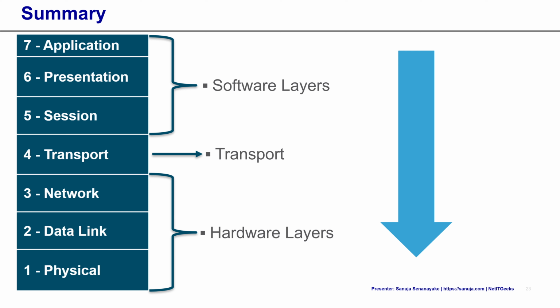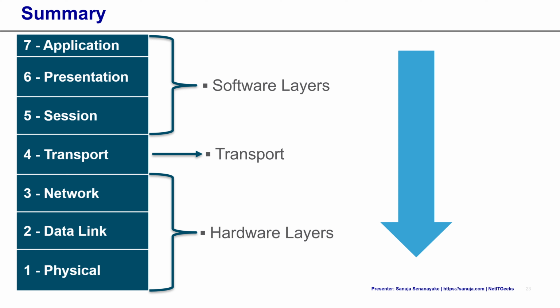Then in the middle, the transport layer, layer number 4, is responsible for transport of the data. And the top layers, which are the session layer, the presentation layer, and the application layer, are what we call the software layers. So this is a broad overview of how you can separate the different layers in the OSI stack.